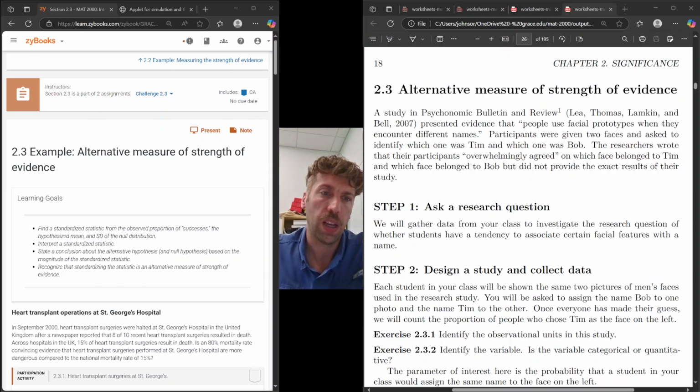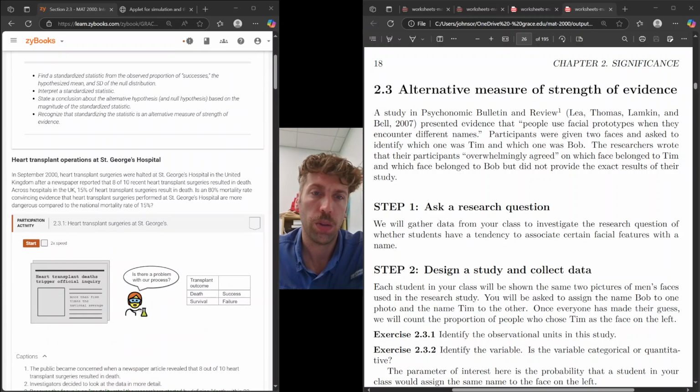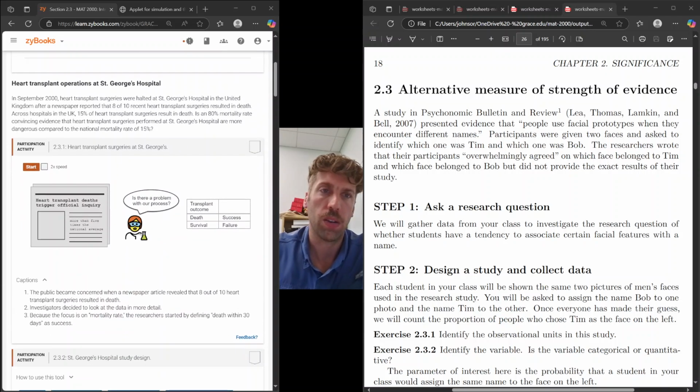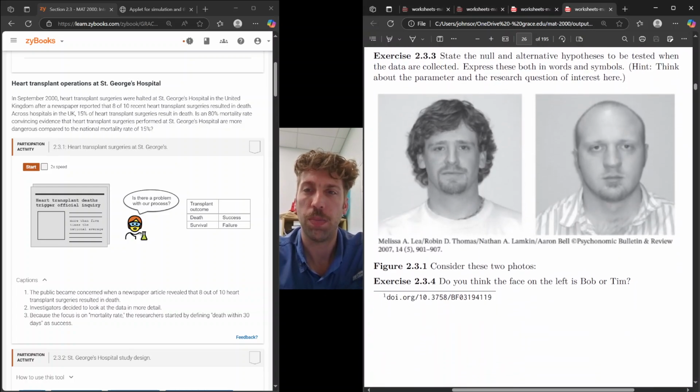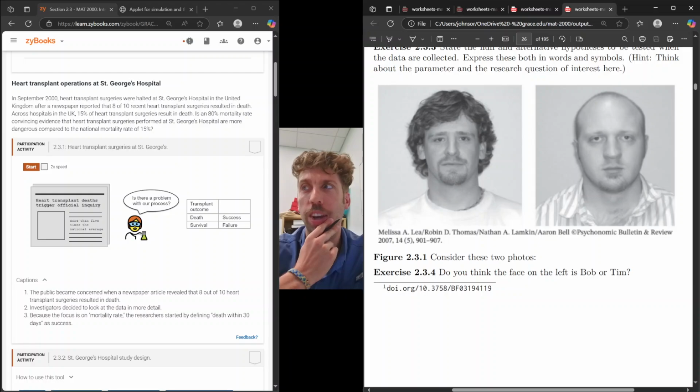On the left in the reading, you were looking at this idea of this hospital in the UK that had a higher than normal number of fatalities when it came to heart transplants. And then in the worksheet, we have a much more fun and silly research question, looking at these two pictures and trying to decide which one is Tim and which one is Bob.